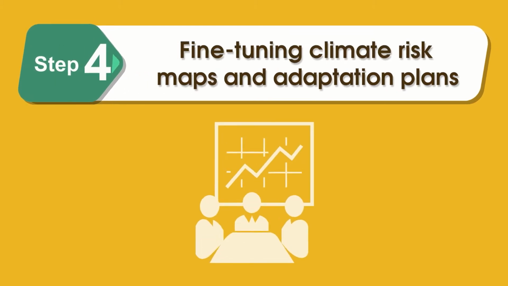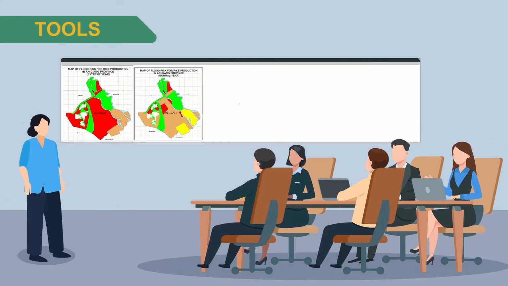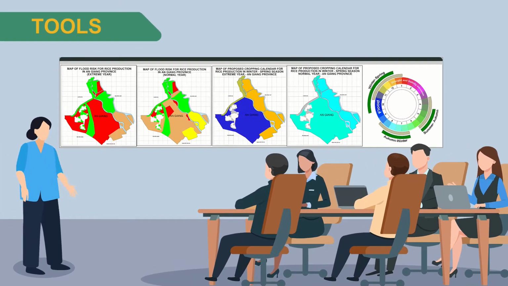Step 4. Fine-tuning climate risk maps and adaptation plans. This step is conducted by local experts in related sectors. The main tools are expert consultation and focus group discussions.